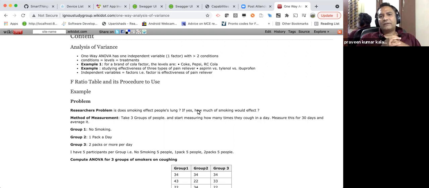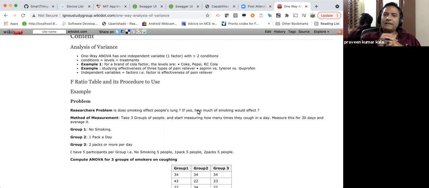What is one-way ANOVA? Anyway, we understood what variables are. Let's say there is only one variable and we are comparing more than one group, right? Then it falls into one-way ANOVA.